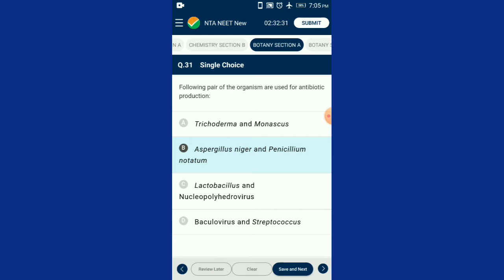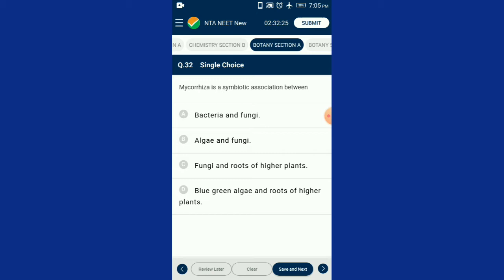Question number 32. Mycorrhiza is a symbiotic association between fungus and the roots of higher plants. The plants benefit from phosphorus uptake from the soil, and the fungi get their house in the plants. There are ectomycorrhizae and endomycorrhizae. So the answer is option C, fungi and roots of higher plants.